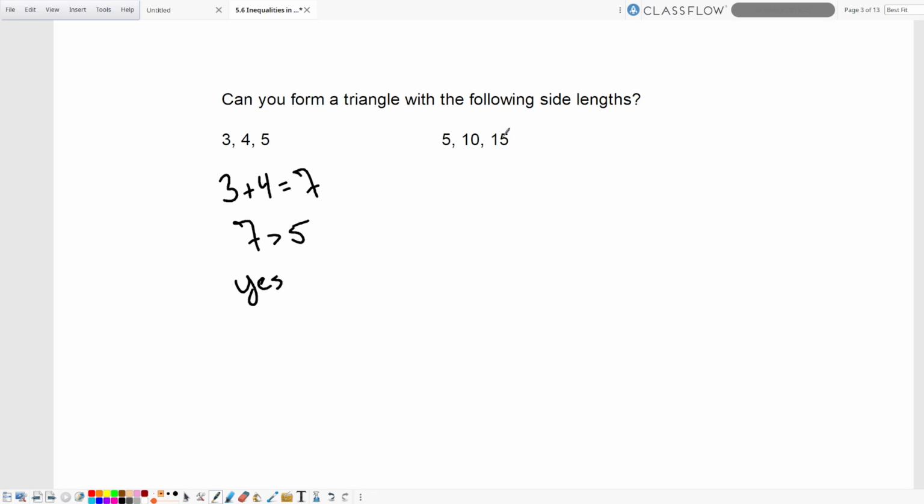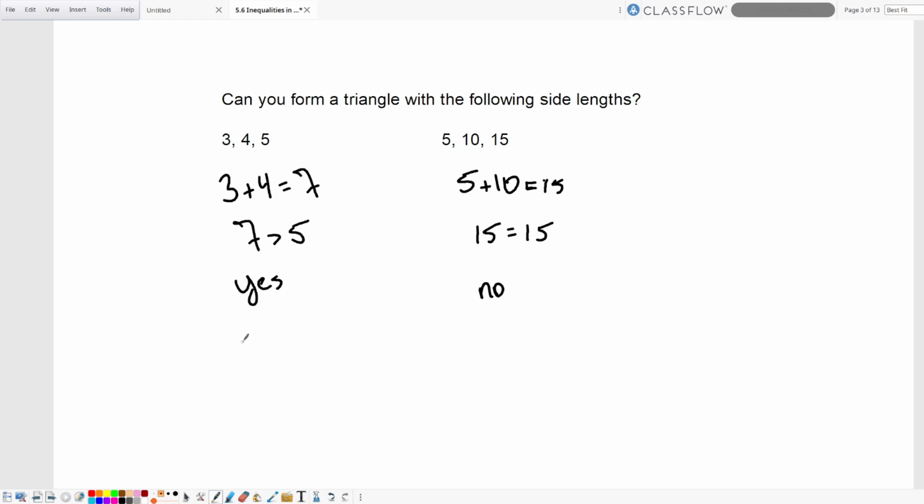On my second example, I have 5, 10, and 15. I take the two smallest numbers, 5 and 10. I add those together, and you get 15. Well, 15 is equal to 15. Because 15 is not larger than 15, it is not possible to make a triangle.